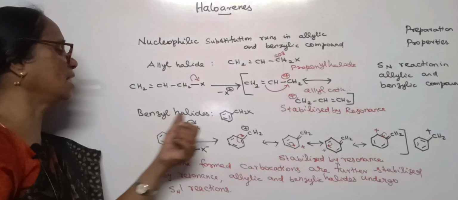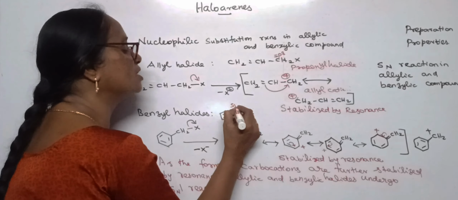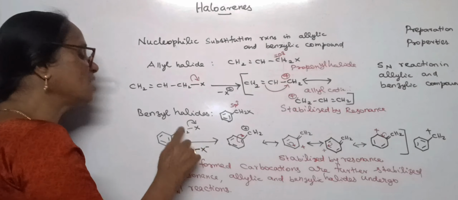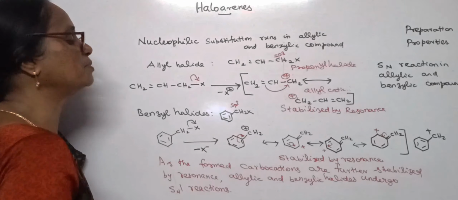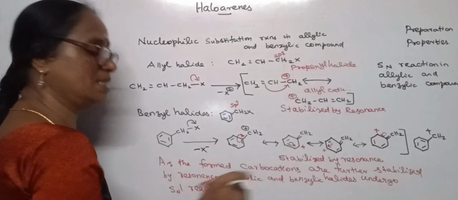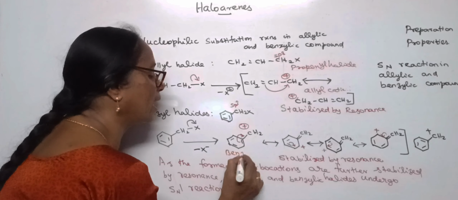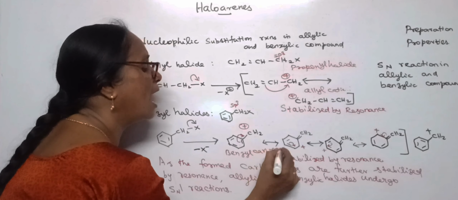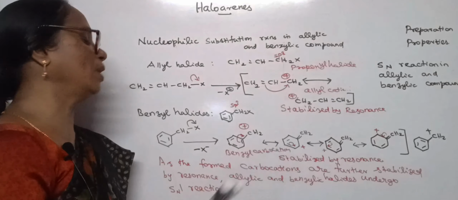Similarly, let us take benzyl halide. In benzyl halides also the halogen is attached to an sp3 hybridized carbon. So, when the halogen withdraws the electron from CH2, it develops a positive charge over the CH2 group. So, we are getting benzyl carbocation, and this carbocation is further stabilized through resonance.